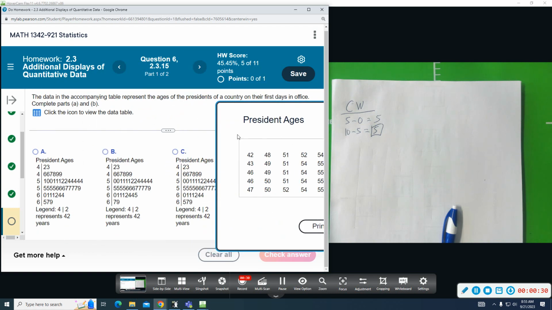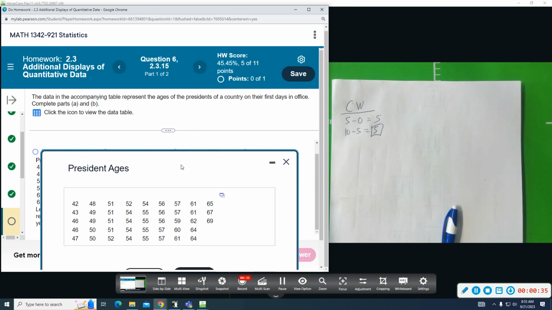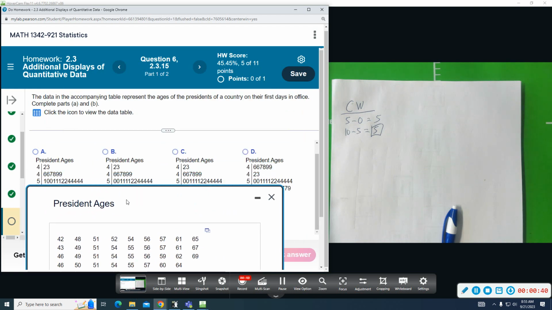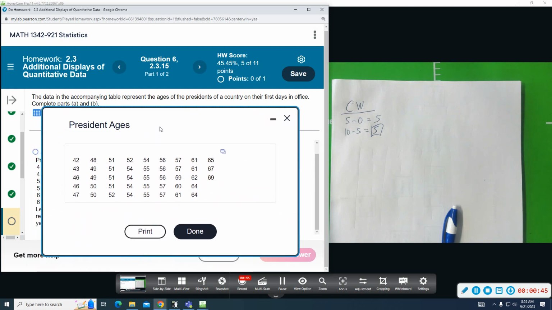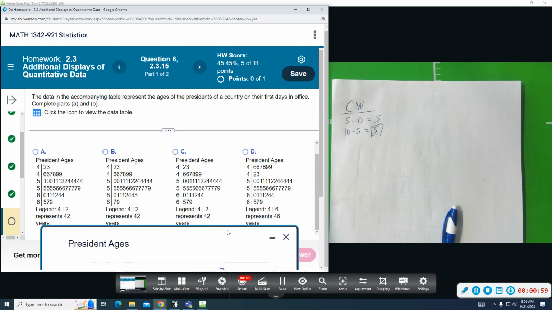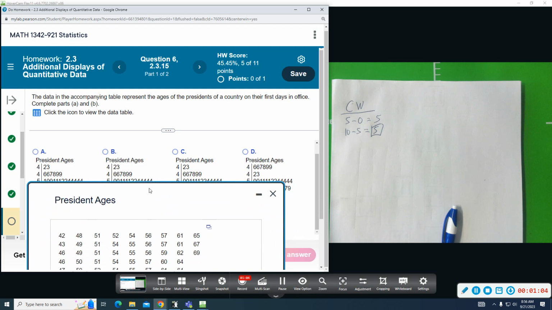President's ages. I can't get it up there at the same time. So I'm looking at the information here. 42, 43. So maybe they go down the column. And then we got 46, 46. So these 3 cannot be correct because they only have 42 and 43. Well, I guess they could because they split up. Never mind. We have a split stem and leaf.